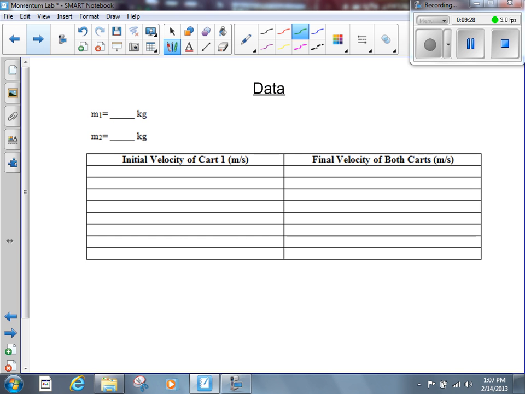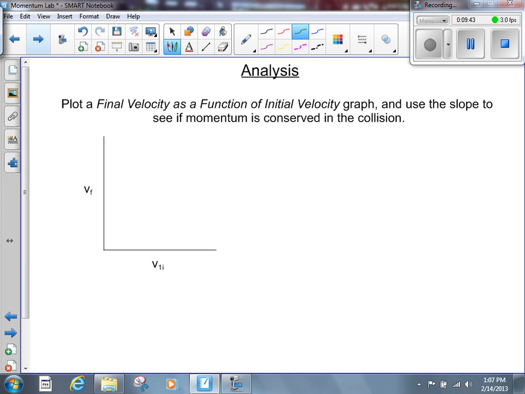7 or 8 different initial velocities of cart 1, 7 or 8 different final velocities of both carts combined. Of course, you need the mass of both carts as well. Once you have that data table filled in, you're going to plot your own graph. Now, this is kind of the hint that I alluded to earlier on. The graph that you plot in your analysis is going to be final velocity as a function of initial velocity.